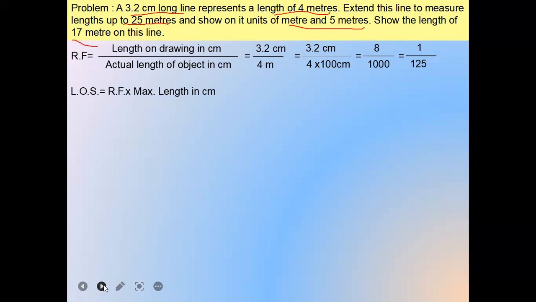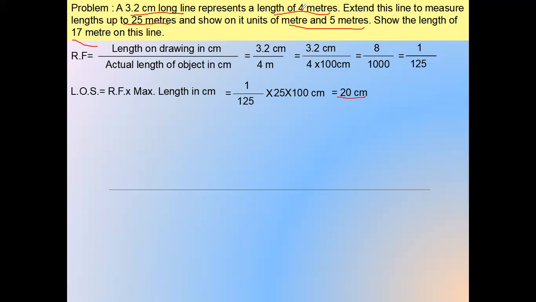Next we calculate the length of scale. We know length of scale is RF into maximum length in centimeter. So we multiply 1 upon 125 into 25, converting meter into centimeter. The final answer is 20 centimeter. So our length of scale is 20 centimeter. First of all, you draw a line equal to 20 centimeter, and this is the line which is equal to 20 centimeter.